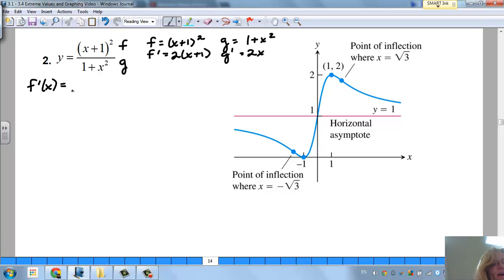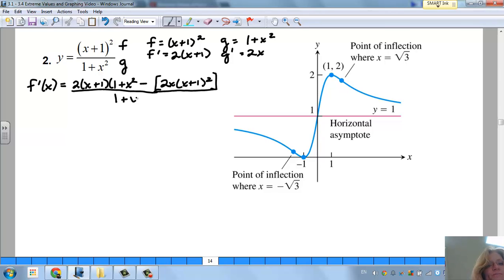So f prime of x is going to be f prime g, so I have 2 times (x plus 1) times (1 plus x squared) minus f g prime, so I'm going to put this in a bracket here, f g prime, which is going to be 2x times (x plus 1) squared, all over g squared. Okay, so I have this here.